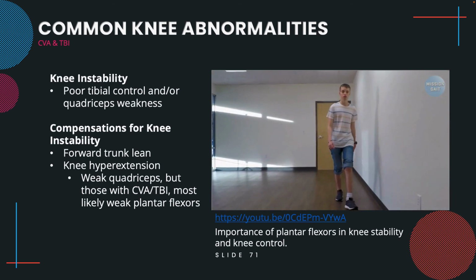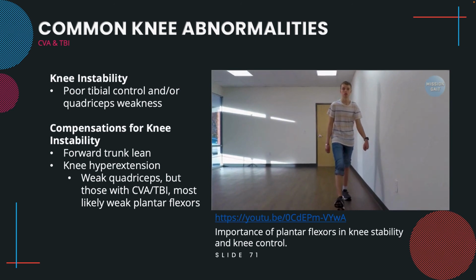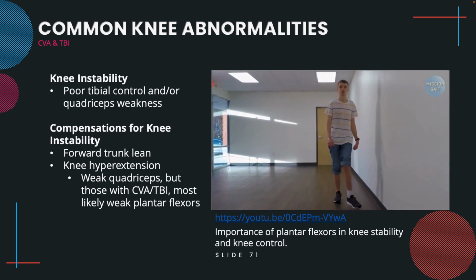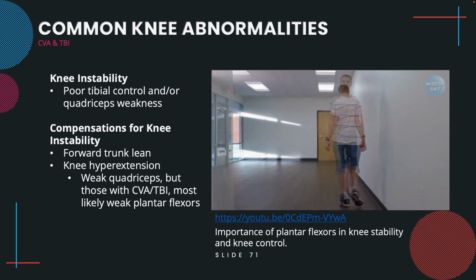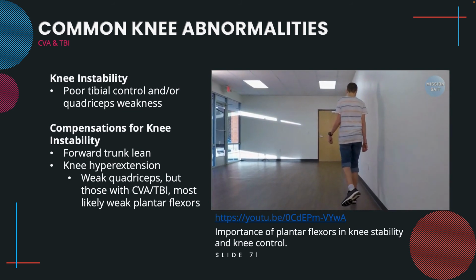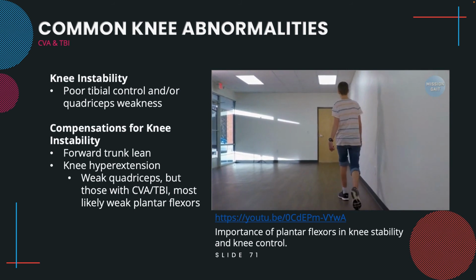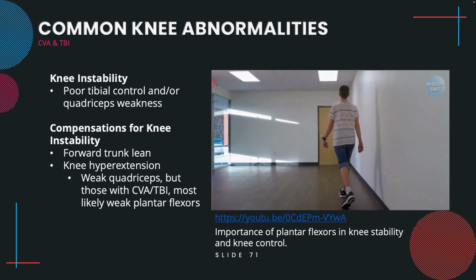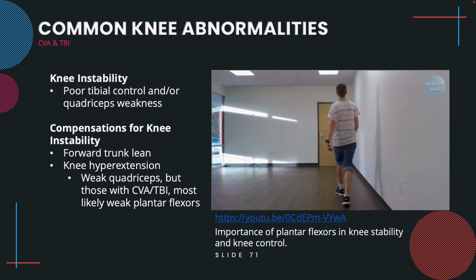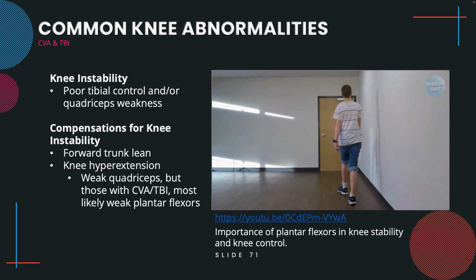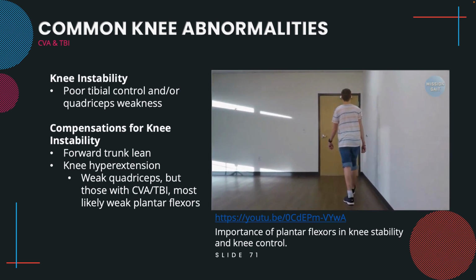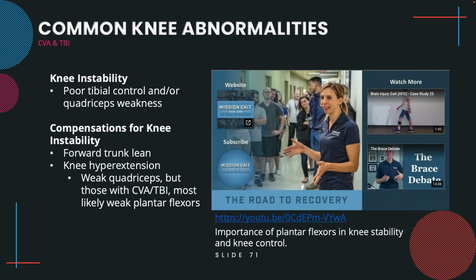We also might see knee hyperextension, which can be due to weak quadriceps. But again, as I stated earlier, then we would probably see that in our loading response where we have the max demand for the quadriceps. And so for people that have a stroke or a brain injury, usually if we see knee hyperextension, a lot of times it's happening a little bit later in the gait cycle at mid stance and terminal stance. And that can be due to weak plantar flexors, but it can also be due to decreased sensation or spasticity or impaired range of motion.